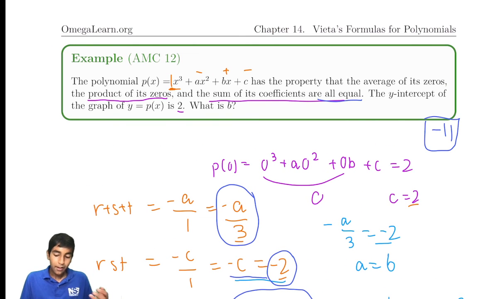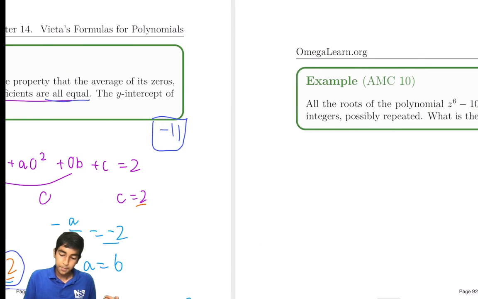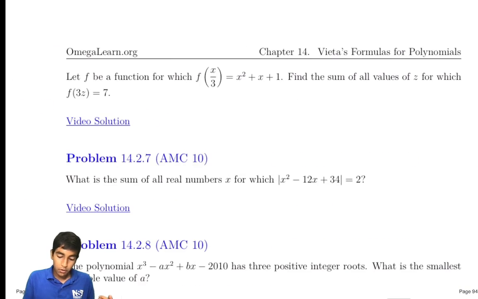So to summarize, first we plug the last condition in to get c equals 2. Then we found a based on our condition with Vietas, and then we used that to find b. Okay, now we can move on.